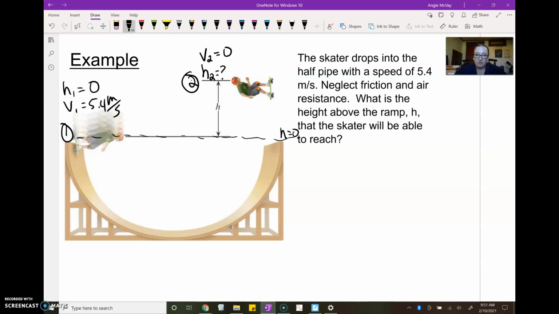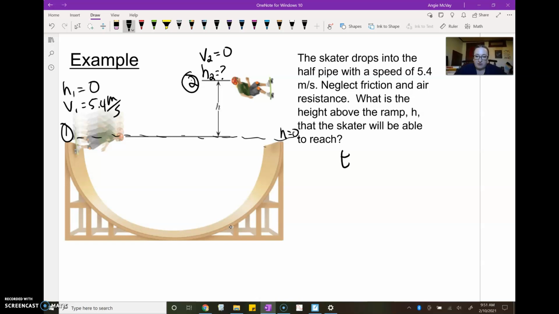We also know that if we're neglecting friction and air resistance, the motion of the skater at position 1, right at the top of the half pipe on the left side, is the same height as the top of the half pipe on the right hand side, and the skater will be going the same speed when they launch themselves up like that.